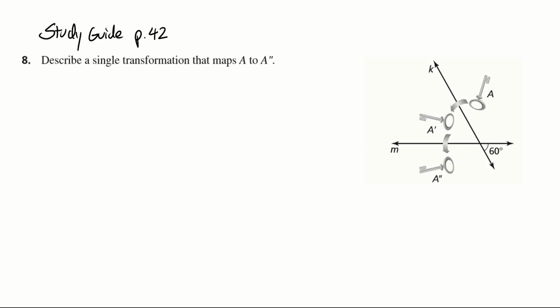Since the two lines intersect at a 60-degree angle, because we know vertical angles are congruent, this is also a 60-degree angle. So if I were to pick any random point on this key, and I were to draw it from that point to the point of intersection of the lines, and that point there would be equivalent, well, this would be like a rotation of not 60 degrees anymore, but simply doubling it, 120 degrees. So in other words, a single transformation that maps A to A prime would be a simple 120-degree rotation, because it's simply doubling the angle at which the two lines intersect.